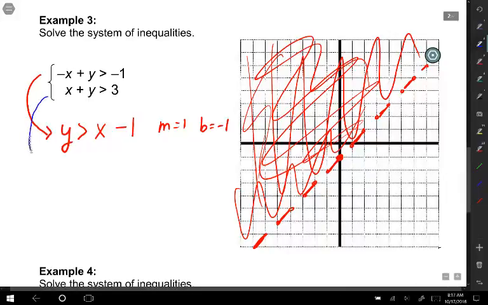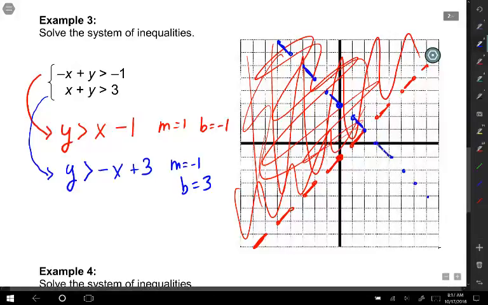Who can solve the second equation for me? Go ahead, Paul. Y is greater than negative x plus 3. Okay. So my slope is negative 1. My y-intercept is 3. 1, 2, 3. Slope of negative 1. Solid or dotted, Paul? Dotted. Okay.